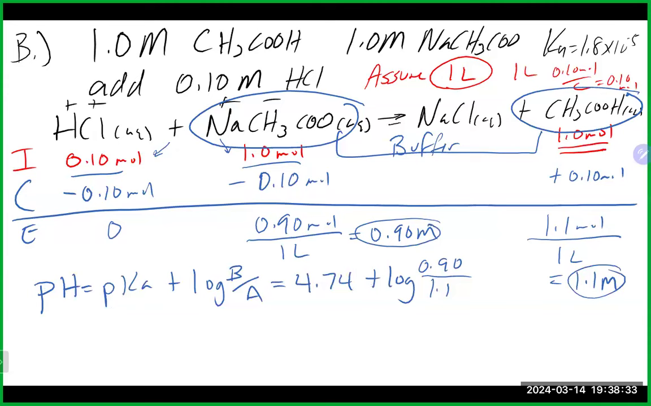And now we can do this here, 0.9 divided by 1.1, a little log action, and a 4.74. That's going to give us a 4.65 as our pH. First off, any questions on that?